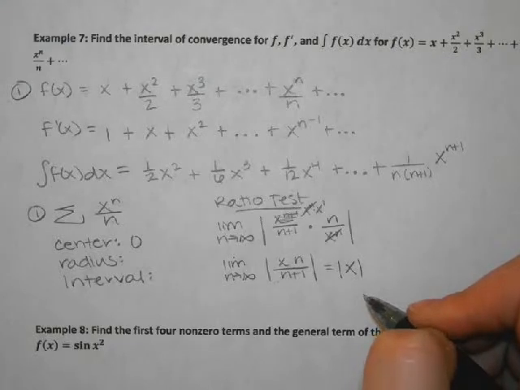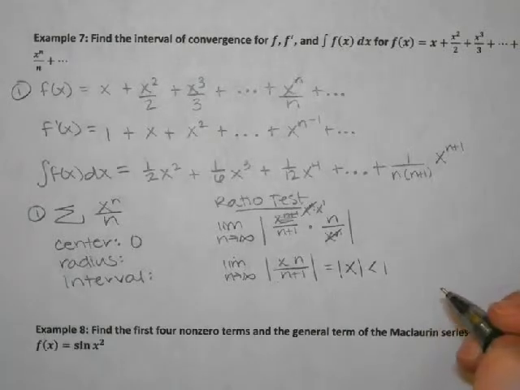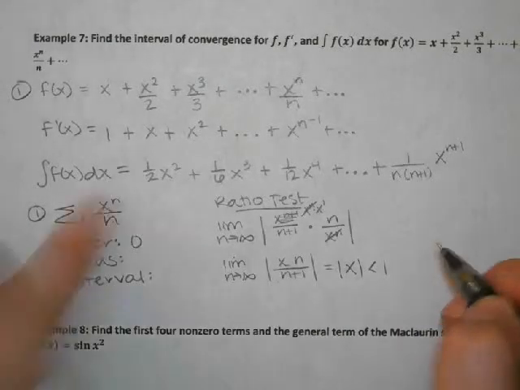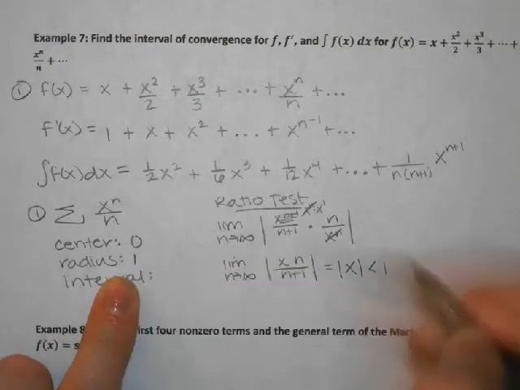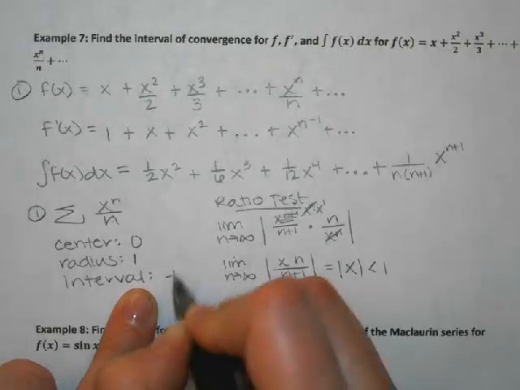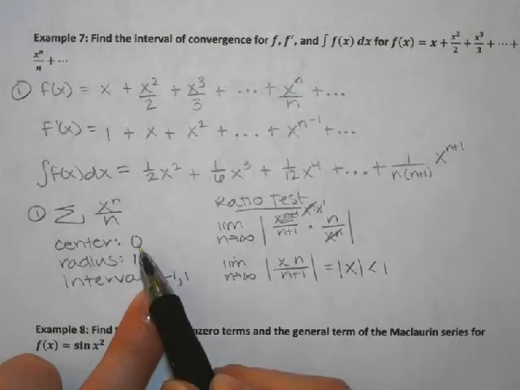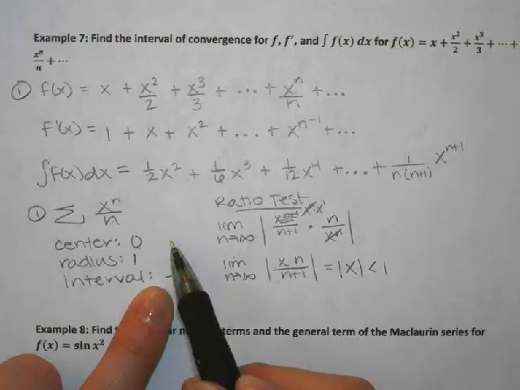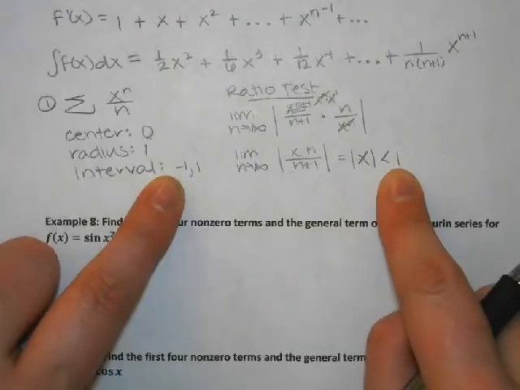Less than 1, right? The ratio test has to be less than 1. So that means here that your radius is 1, and the interval of convergence would be from -1 to 1. The way I got that interval is I said 0 is my center, I went left 1, and I went right 1, and that's because of this one right here. So that told me my radius was 1.